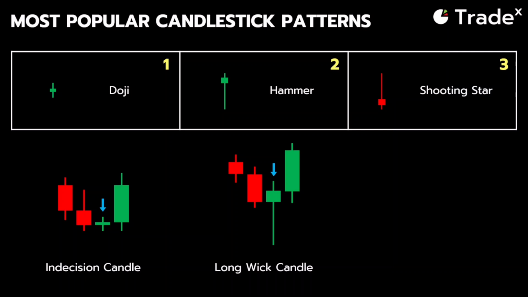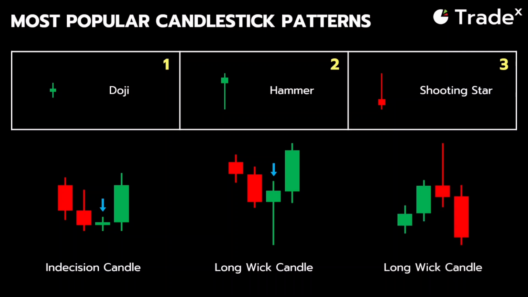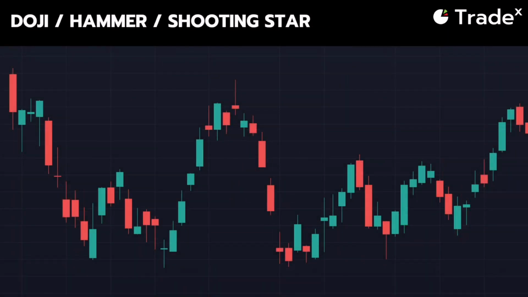On the other hand, the shooting star appears at the end of an uptrend and indicates potential selling pressure. It features a small body near the bottom of the candle with a long upper wick, reflecting that buyers pushed the price significantly higher, but sellers managed to pull it back down. This pattern commonly forms near a resistance level, suggesting that selling pressure could lead to a reversal or pause in the uptrend. Let's look at some examples where all 3 patterns appear on the same chart.